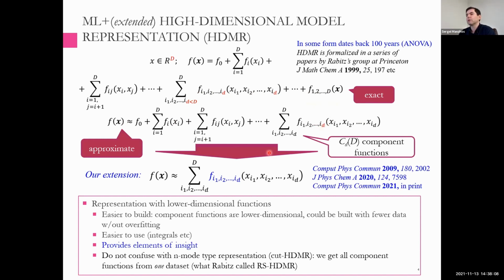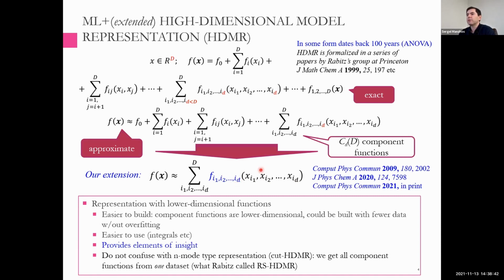We introduced an extended approach of this HDMR technique, whereby we represent a capital D-dimensional function f with a bunch of small d dimensional component functions f, blue here, which are all lower dimensional. And the reason we can use this simplified representation is precisely because it's facilitated by the use of machine learning to construct these component functions f blue.